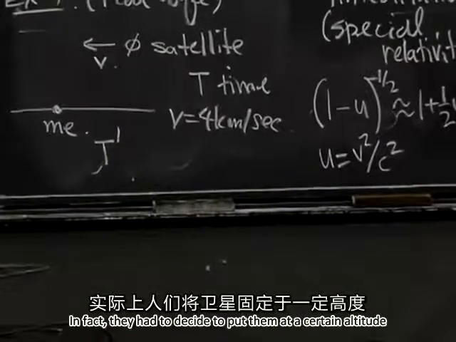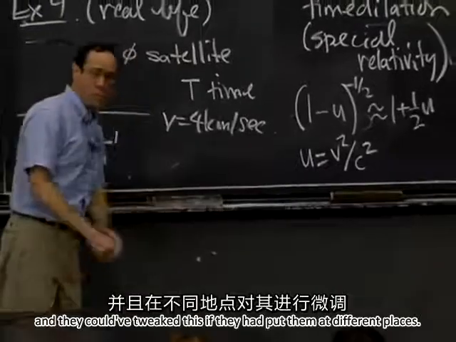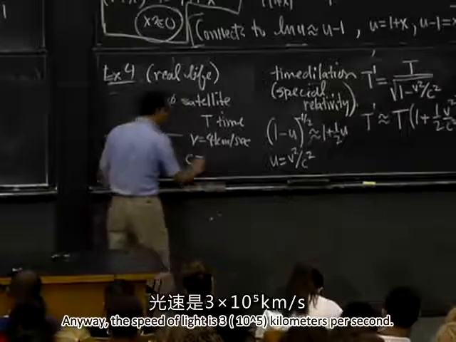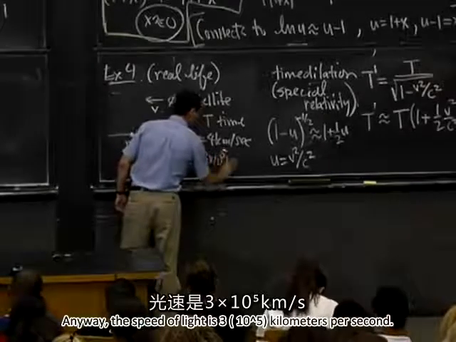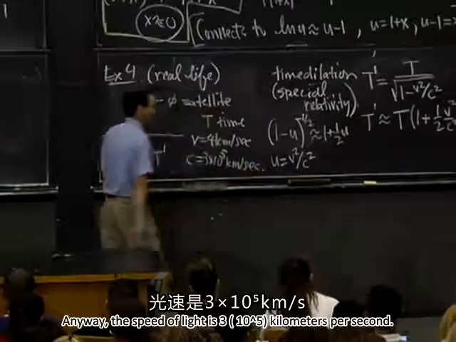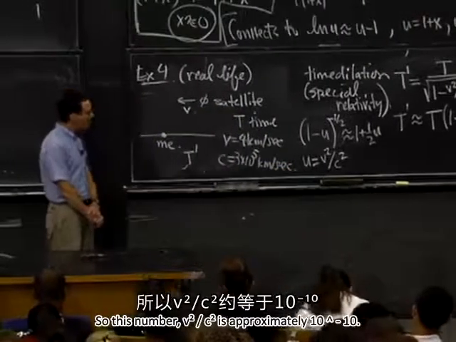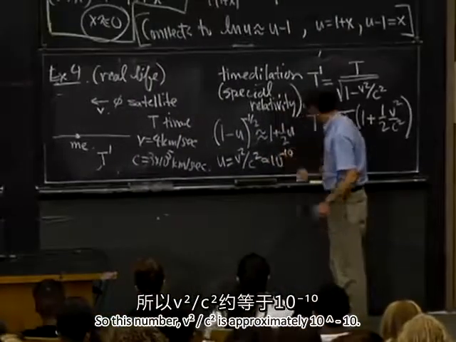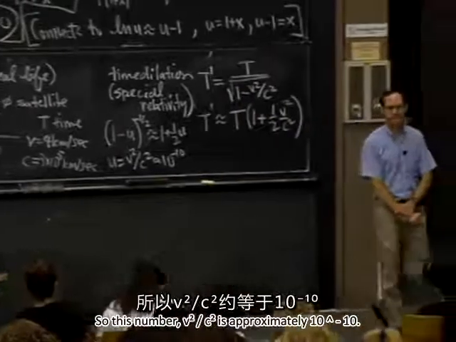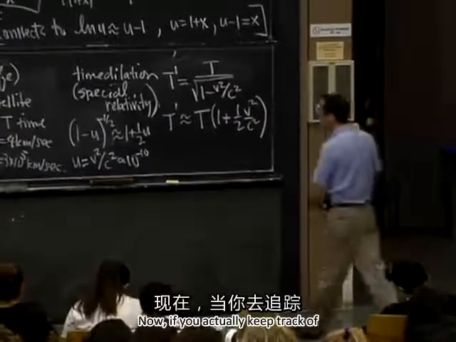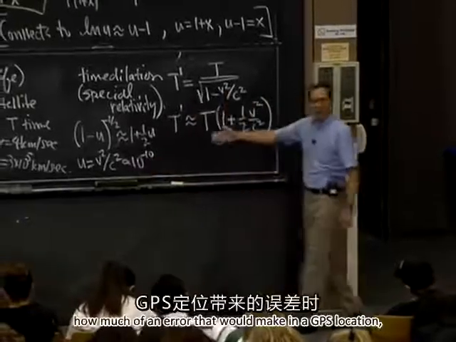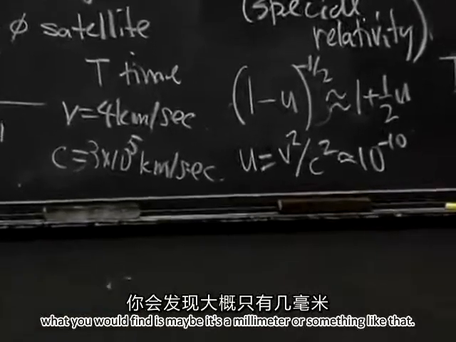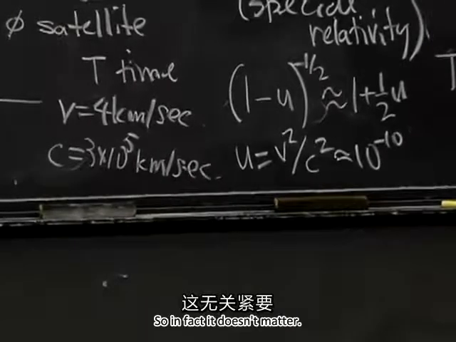In fact, they had to decide to put them at a certain altitude, and they could have tweaked this if they had put them at different places. Anyway, the speed of light is 3 times 10 to the 5th kilometers per second. So this number, v squared over c squared, is approximately 10 to the minus 10th. If you keep track of how much of an error that would make in a GPS location, you would find maybe it's a millimeter or something like that. So in fact, it doesn't matter.